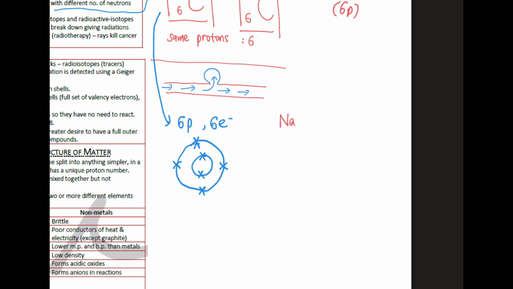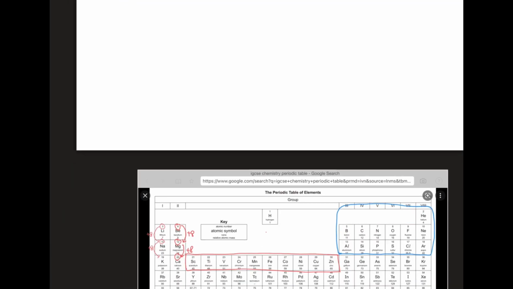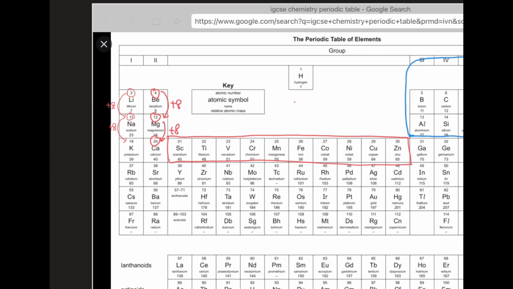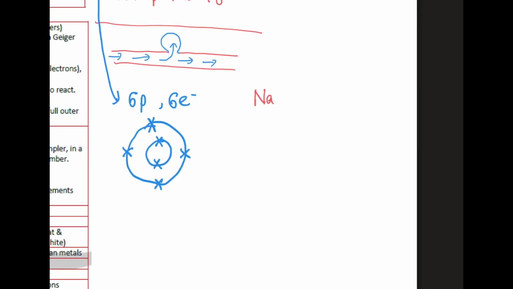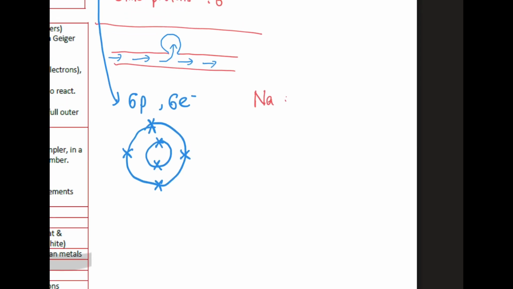Sodium, if you look at the periodic table, sodium is here. 11 is shown on top. That means 11 protons, which means 11 electrons. So remember that sodium has 11 electrons. Now let's continue. Sodium has 11 electrons. Sodium tends to react, and when it reacts, it tends to form sodium ions.